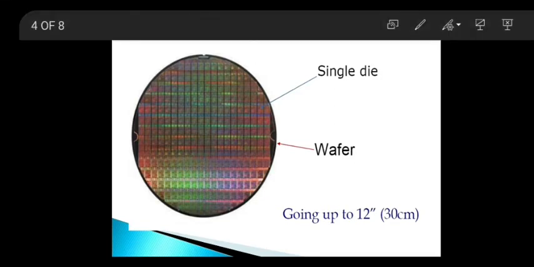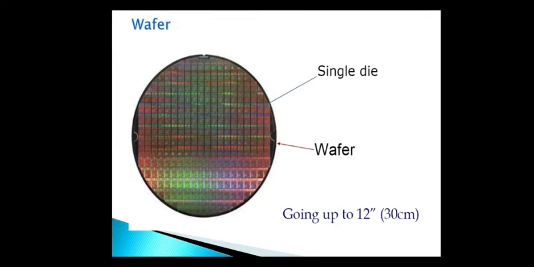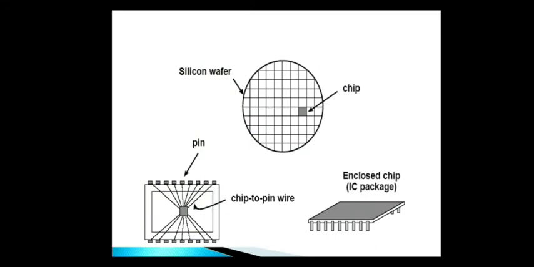Now, how are these ICs designed? This is a single wafer and this is a single chip as shown in the figure. This chip is then connected to a pin through a wire. This whole structure is enclosed in a package. It is called the IC package. Now, all ICs are designed using the following design cycle.